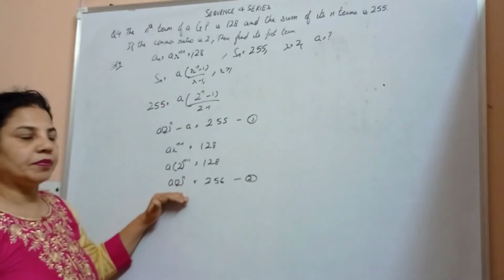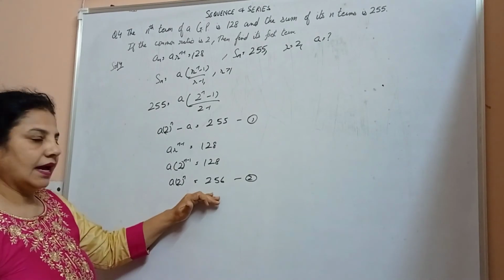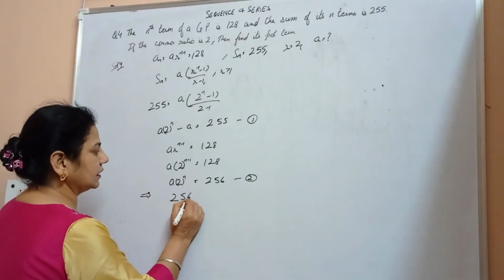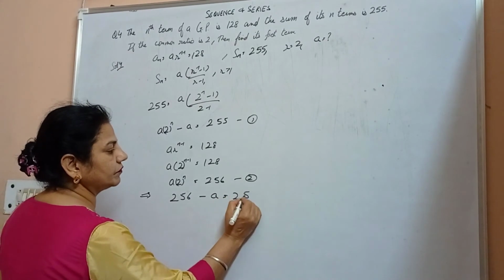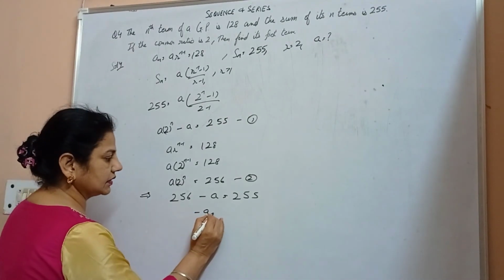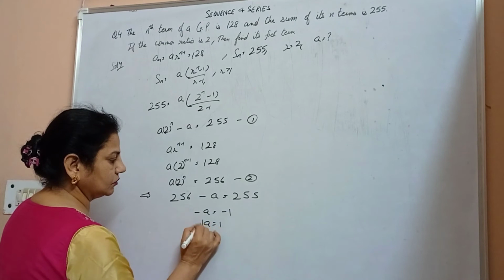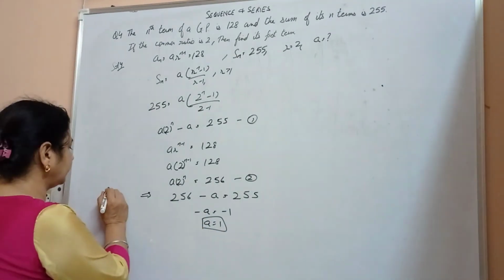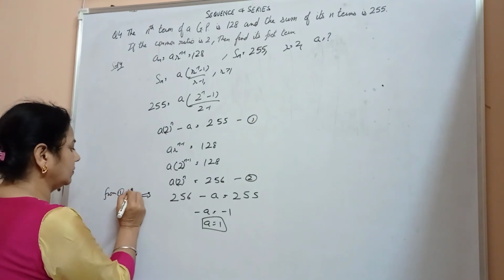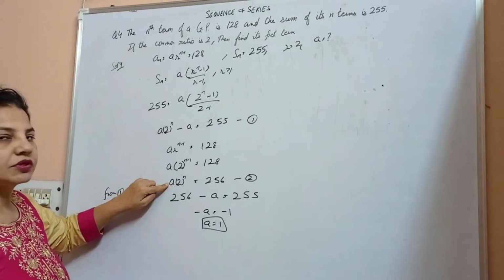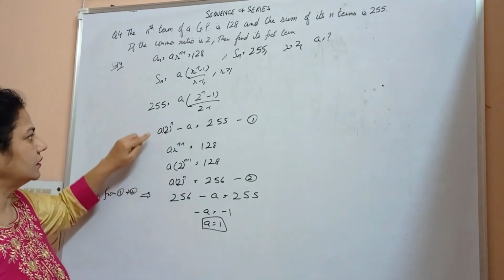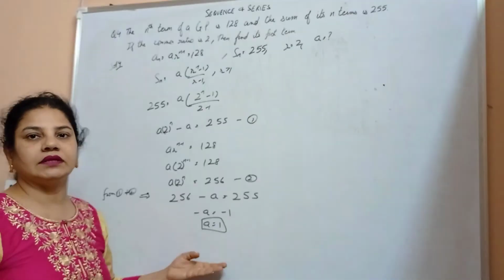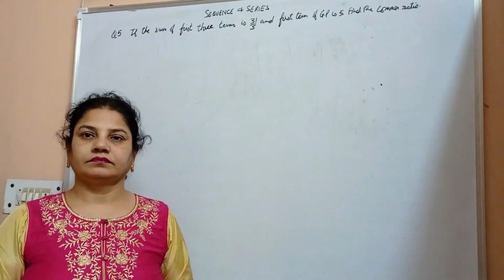Put the value of a 2 to the power n, which is 256, in the first equation. So I get 256 minus a is equal to 255. So minus a is equal to minus 1, a is equal to 1. We had to calculate the value of a, so a is equal to 1. Here we get from equations 1 and 2: I just substitute the value of a 2 to the power n in the first equation, which is 256, and we get the value of a as 1.